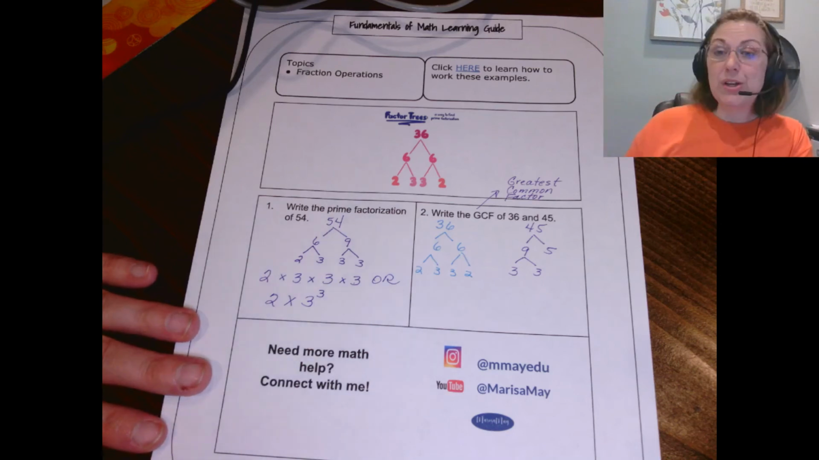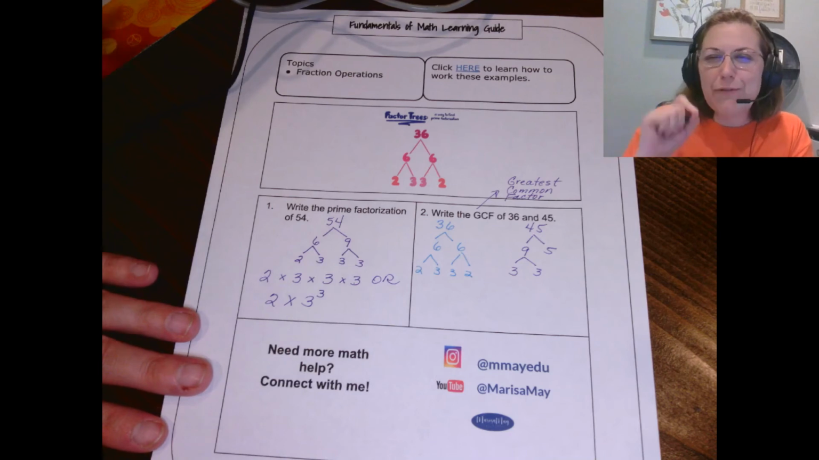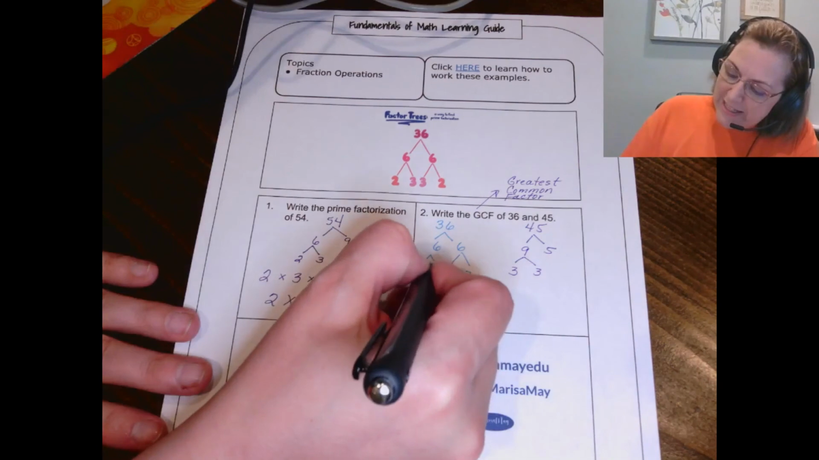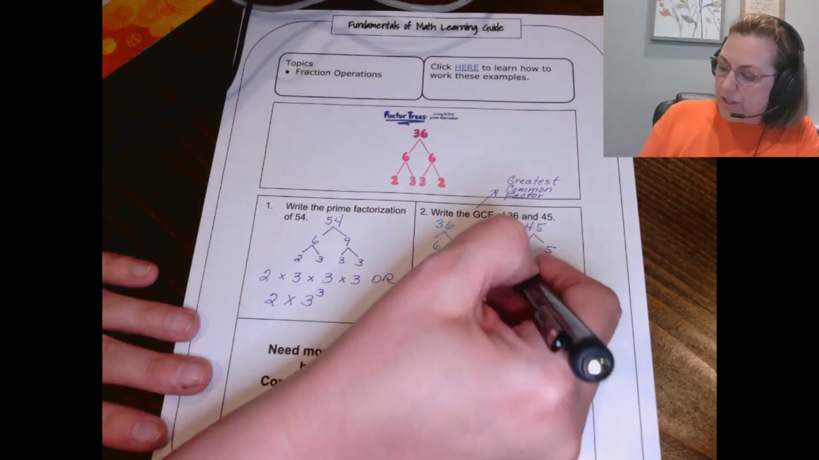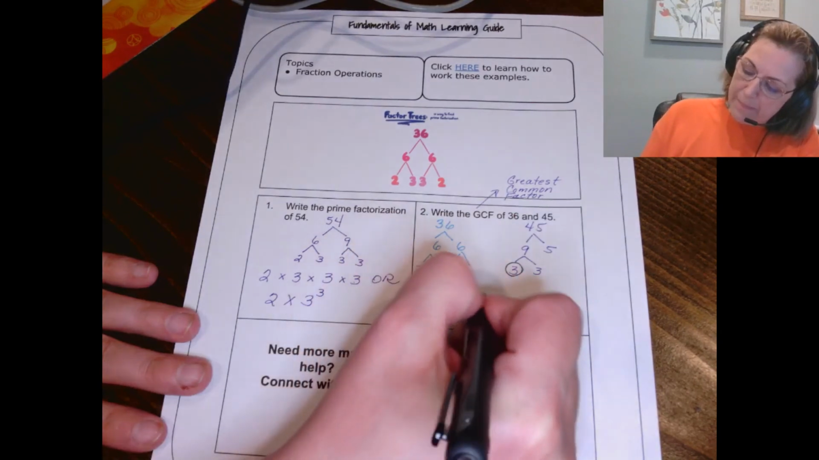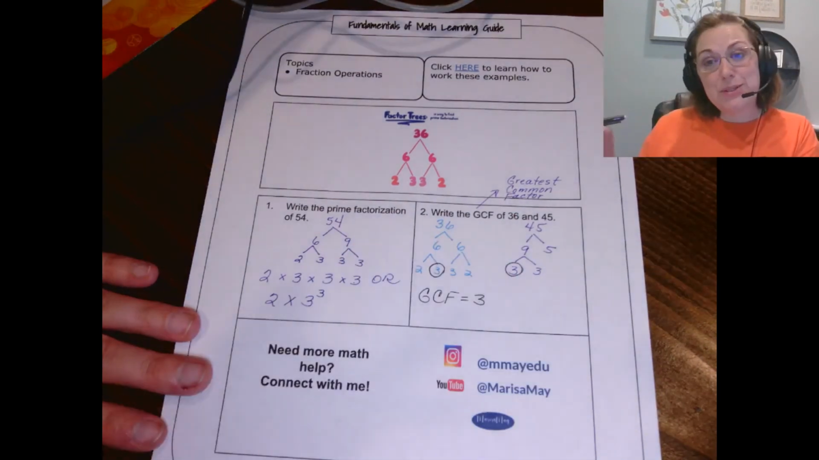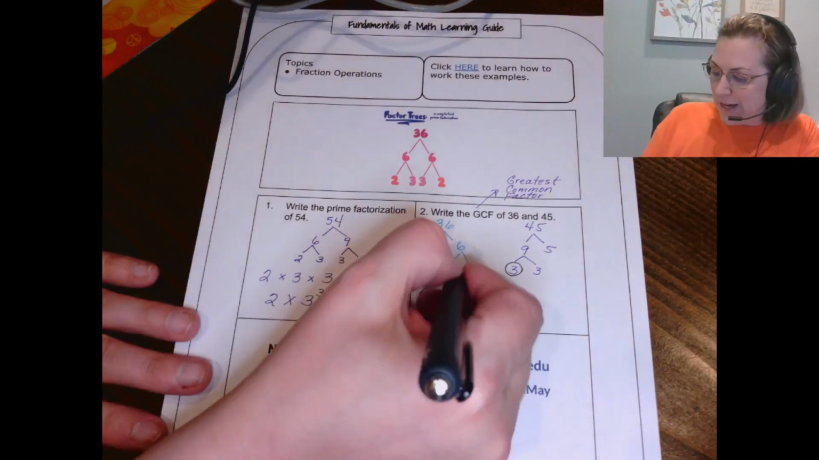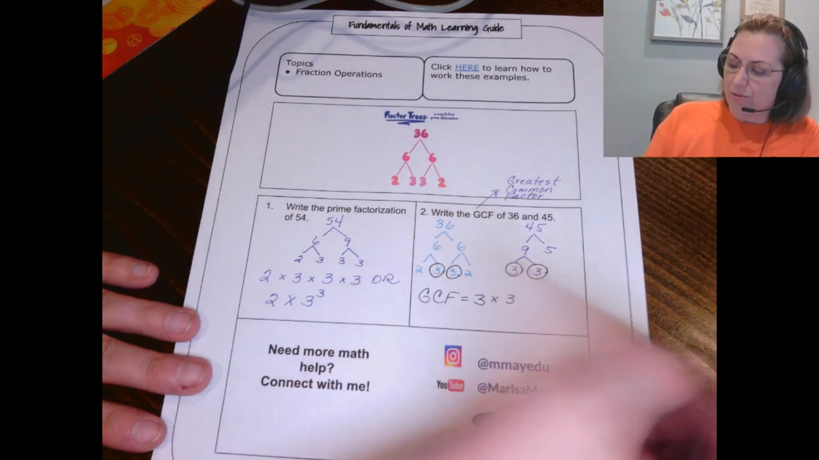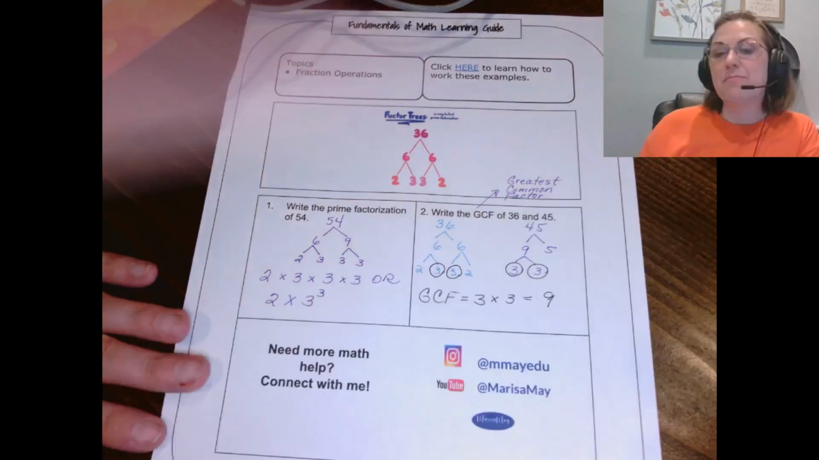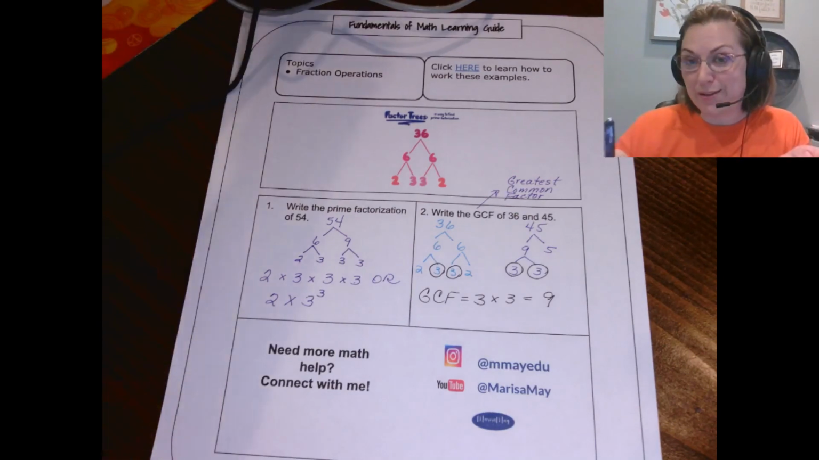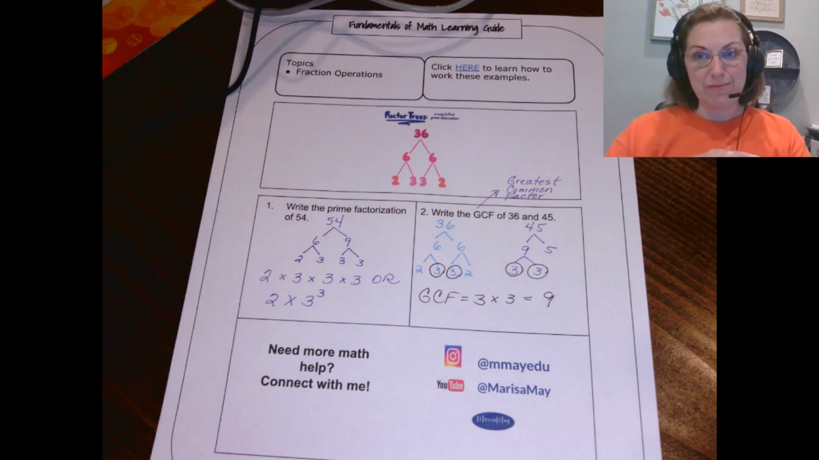Okay. Now, when you're looking for the greatest common factor, you're looking for the ends of the branches that are the same. So I see that 36 has a 3 at an end of the branch, and so does 45. So my GCF has got to have a 3 in it. But I also see that they have another 3 at an end of a branch. So I've got another 3. That means my GCF, my greatest common factor, has to be 9 because they had the two 3s in common, and that's what we're looking for.